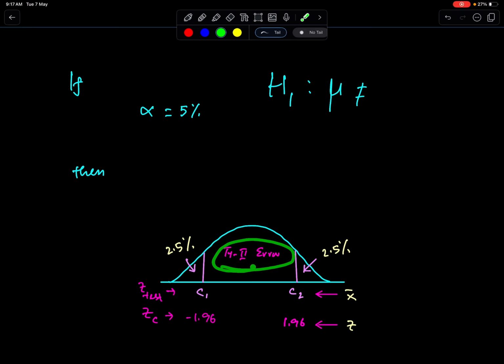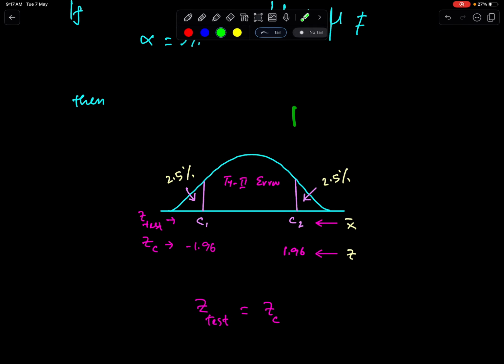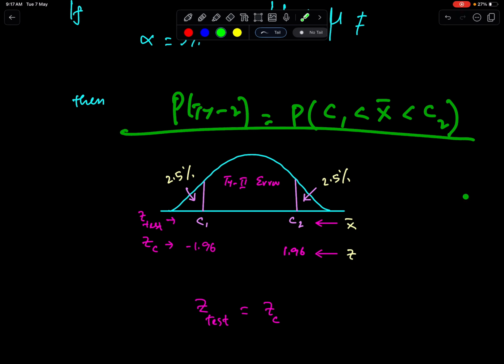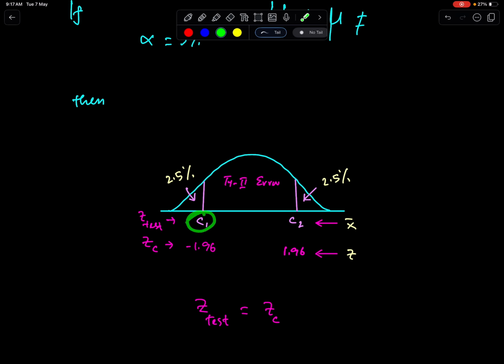Remember, a type 2 error occurs when a false H0 is accepted. And here we accept H0. For the probability of type 2 error, we need critical regions, both C1 and C2. This is the probability of type 2 error: X bar lies between C1 and C2. This area. And for that we must have C1 and C2.